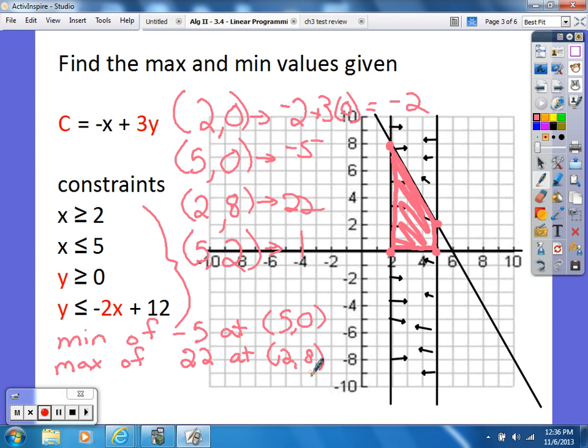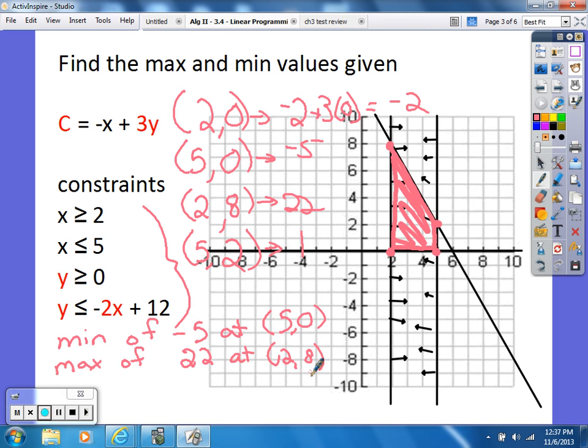Any questions? Okay, now, I can tell you right now, if I pick any point inside this shaded region, because the shaded region is all closed off, isn't it? It's kind of like a horse pasture or pig pasture or something like that, where they can't get out, right? If I pick any point inside here and plug it into that C function, that number will be between negative 5 and 22. So it will not be the min, it will not be the max, it will always be between those two. But I wonder what happens if it just goes on and on forever.